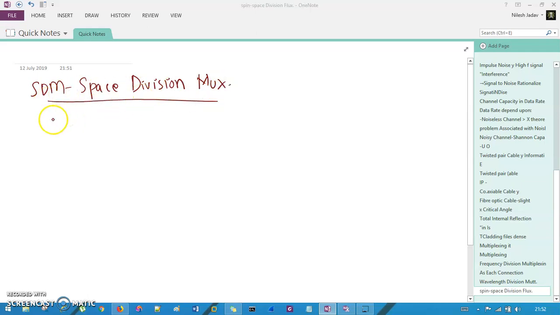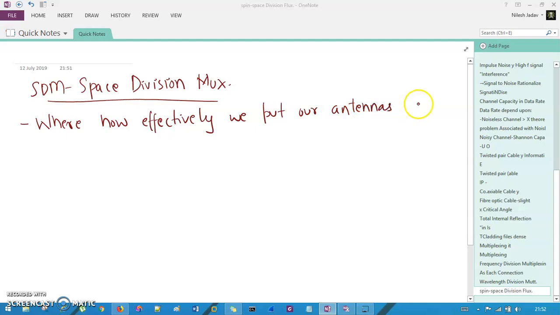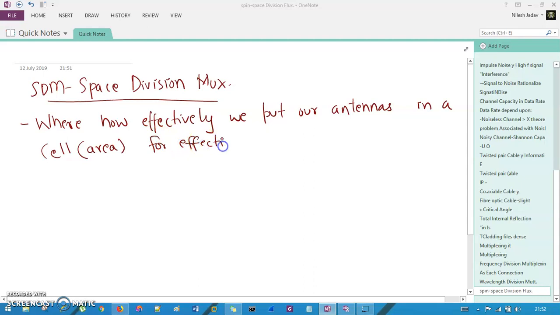What do you mean by space division multiplexing? It is a multiplexing technique where how effectively we put our antennas, which is important, in a cell, which is nothing but an area, matters for effective data transmission.